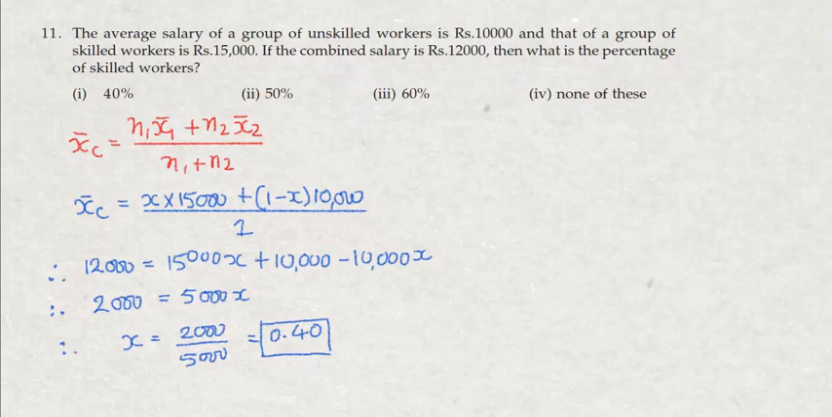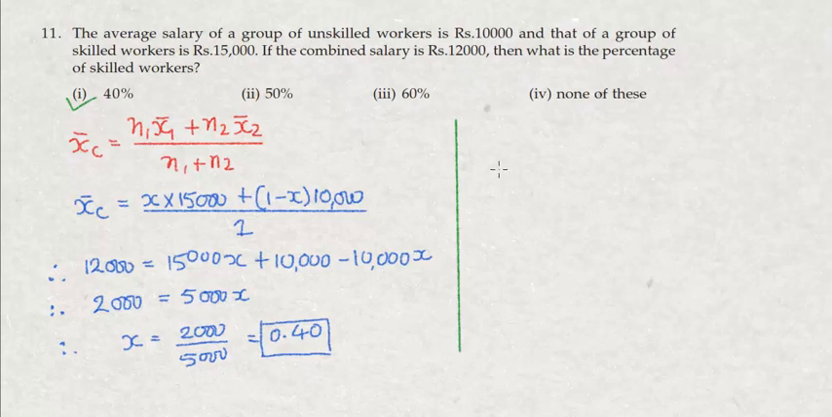Now if the proportion is 0.40, then the percentage will be 40%. So this is our answer. You can see here this is a very long method and involves very lengthy calculations. Still we can do the sum by a shortcut method.